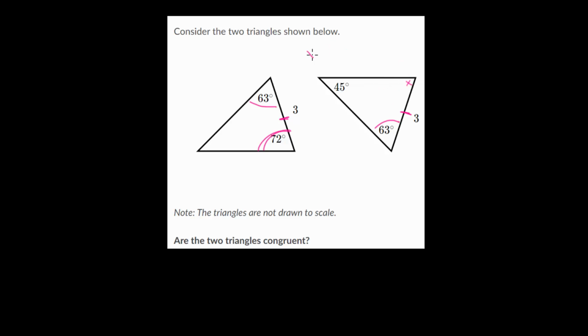We can call it x. We can say that that missing angle plus 45 degrees plus 63 degrees have to add up to 180. From that, you can determine that this has to be a 72-degree angle. And then you know that you have this angle side angle congruence relationship. You have two sets of equal angles, and the side length between those sets of equal angles is equal as well. So therefore, the two triangles would be congruent triangles.